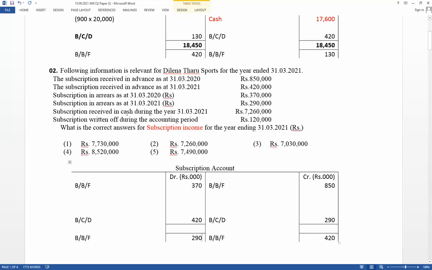Then given subscription received in cash during the accounting period, 7,260. Cash account debit, subscription account credit. Therefore, subscription account credit 7,260 as cash. And given subscription written off 120 should also be recorded on the credit side as a subscription written off.